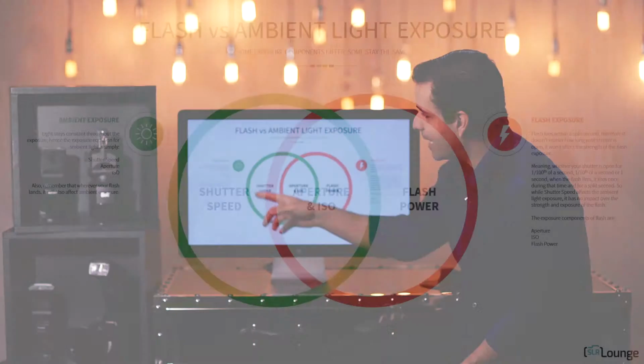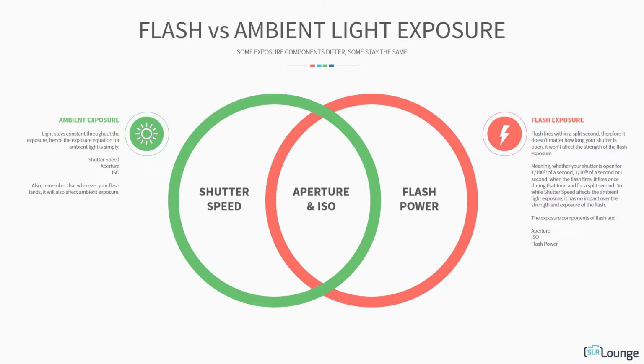Now over here on the left side, we have our ambient exposure, right? This is our constant light. This is just the traditional exposure triangle. In the green circle, we have shutter speed, aperture, and ISO. These are the components that give us our ambient light exposure.